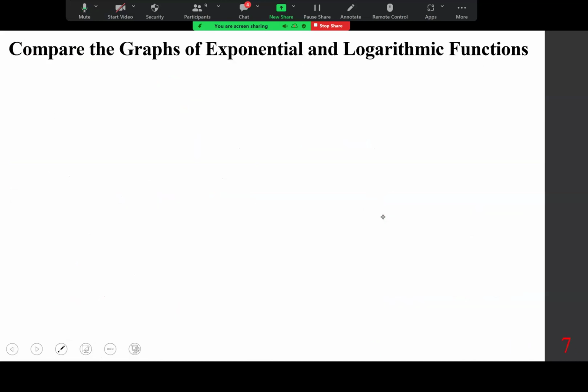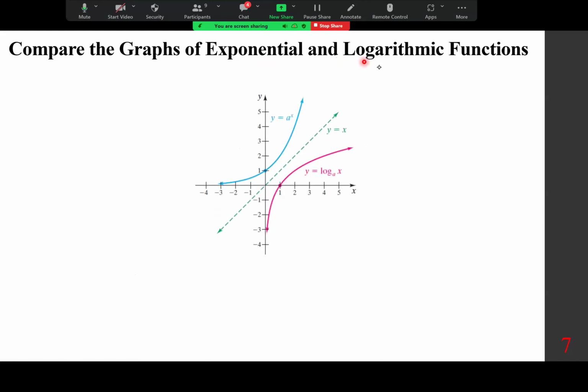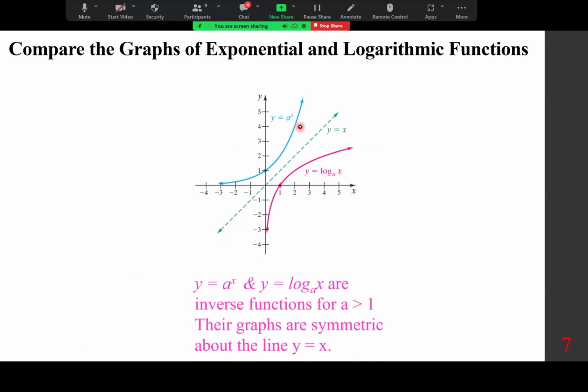So let us compare the two functions, the exponential and logarithmic functions. This is the graph of y equals a to the power of x. This is the graph of y equals log x with base a. In both cases, a is larger than 1. So y equals a to the power of x and y equals log x to the base a are inverse functions for a larger than 1. Their graphs are symmetric about the line y equals x.